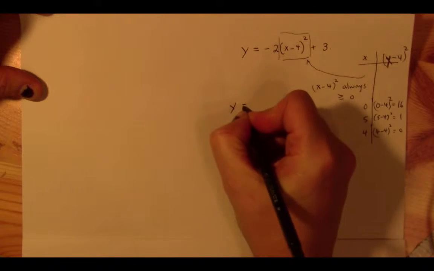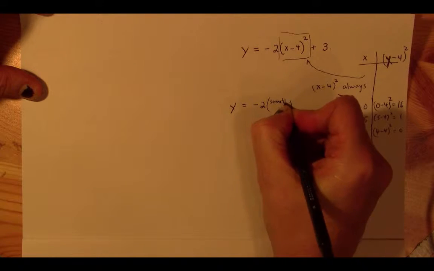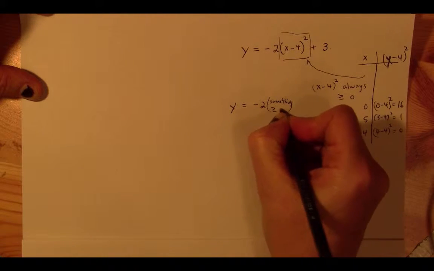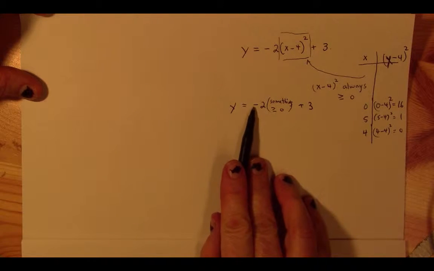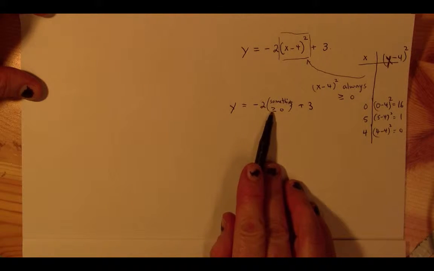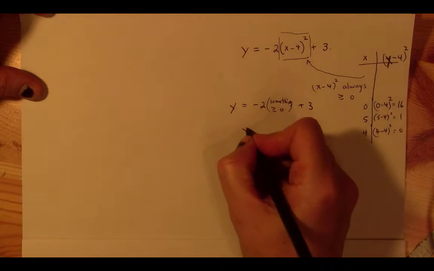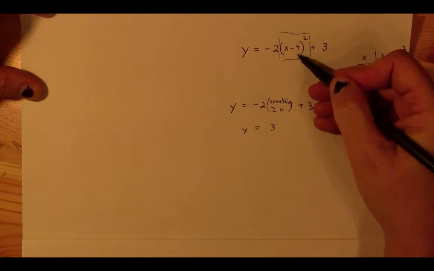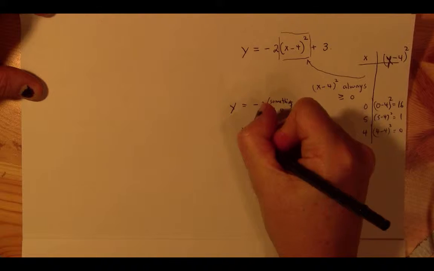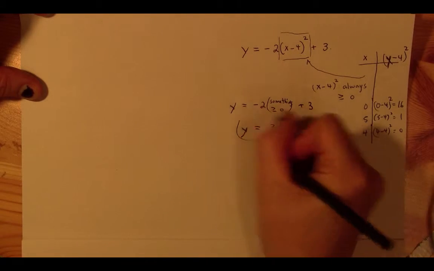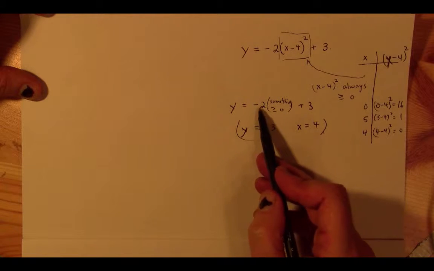So what I have is y is equal to minus 2 times something, some number that's greater than or equal to 0. And then I add 3. So what happens when you take minus 2 and multiply it by actually 0? You get 0, and then you add 3. So y equals 3 when this is 0, which means x equals 4. Okay, so that's going to be my vertex, you'll see.